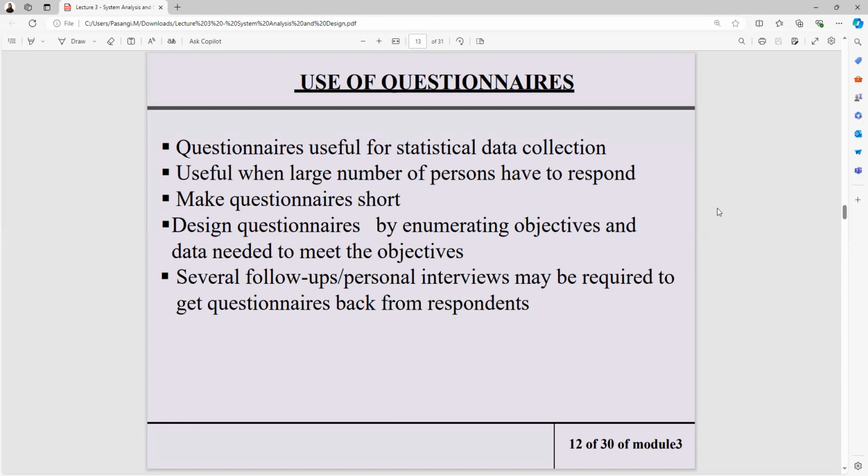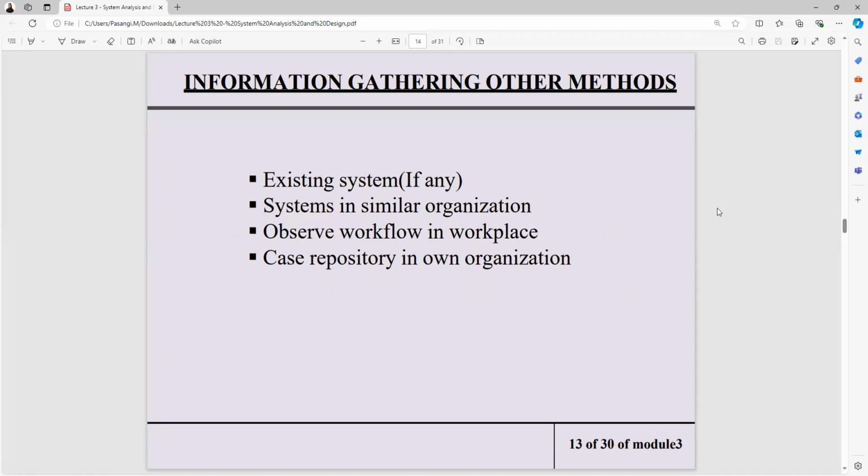So how are we going to use these questionnaires? One is that questionnaires are useful for statistical data collection, and they are useful when a large number of persons have to respond. Not only that, we need to make all these questionnaires short, and we need to design questionnaires by enumerating objectives and the data needed to meet the objectives. And at last, we need to make several follow-ups, and personal interviews might also happen according to the requirement to get questionnaires back from the respondents. Okay, then we have the information gathering.